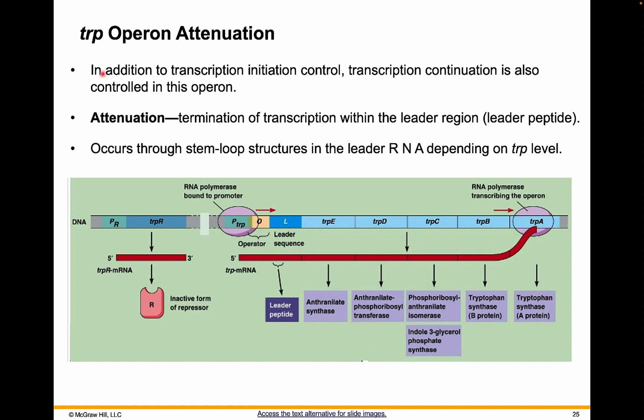So what we are looking at is that attenuation is basically a termination of transcription within the leader region, where the leader peptide is produced. And this occurs through a stem loop structure in the leader RNA, depending upon the tryptophan level in the cell. One of the most important things you have to remember here is that this type of attenuation can only happen in bacteria, because transcription and translation are coupled in bacteria.